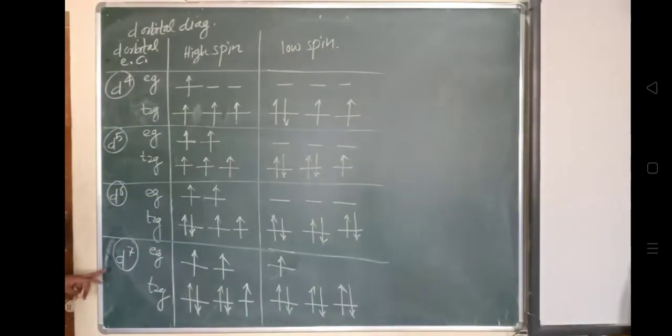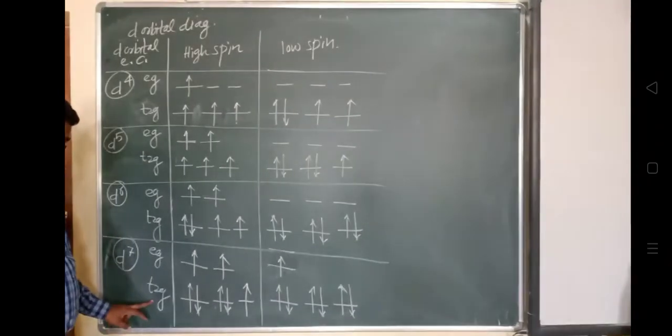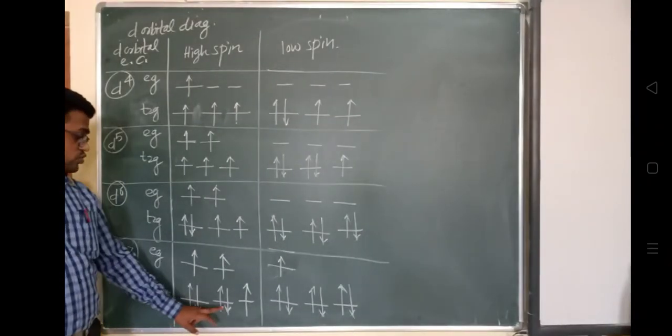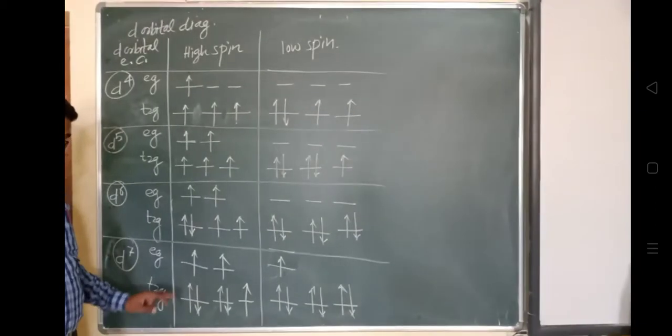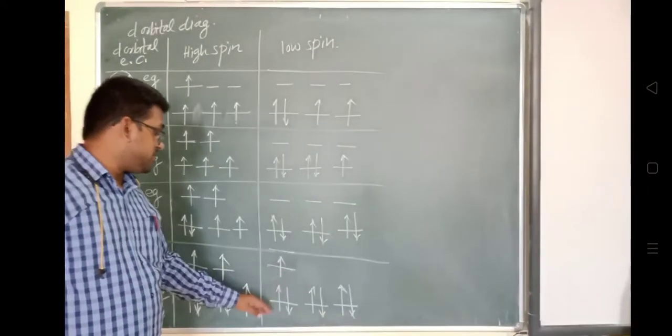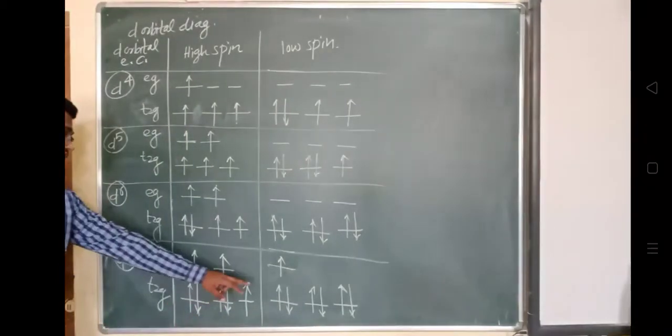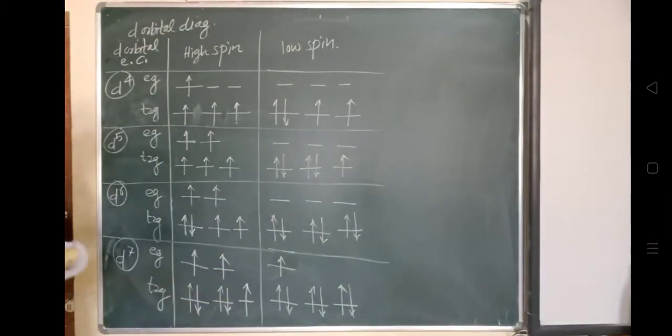In case of d7, the arrangement is 1 2 3, like this, and Eg में दो जाएंगे. So this is what has high spin. And finally the last one, which has low spin, 1 2 3 4 5 6, all these are complete, t2g complete हो गया, तो एक जो है ऊपर में चला गया. So this is the classification, or d orbital diagram, for high spin and low spin complexes.